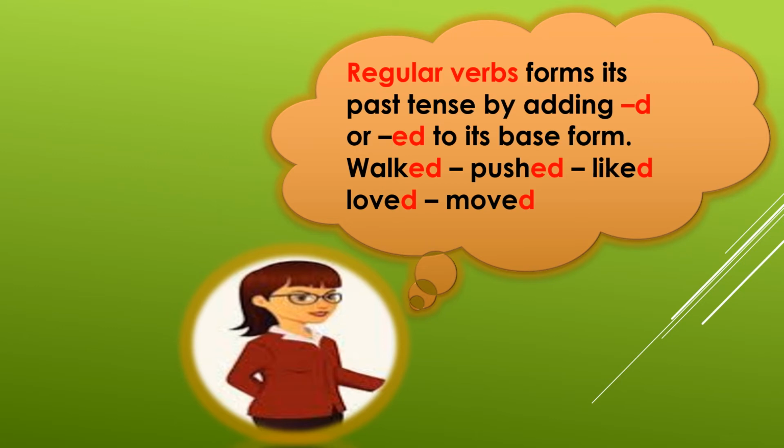Like, we add only the letter D since the verb ends with E. Because the verb ends with E, we write only D. Liked. As you see, I write it in red color. Loved. Also here we add only D, since the verb also ends with E. Move, moved. So we add only D.